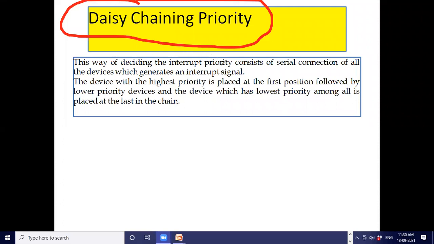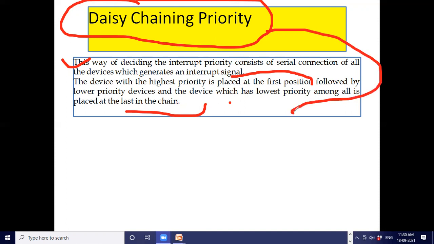This way of deciding the interrupt priority consists of several serial connections of all the devices which generate an interrupt signal. The device with the highest priority is placed at the first position, followed by lower priority devices, and the device which has lowest priority among all is placed at the last in chain. So daisy chaining priority is just the way to organize those different priority based devices.